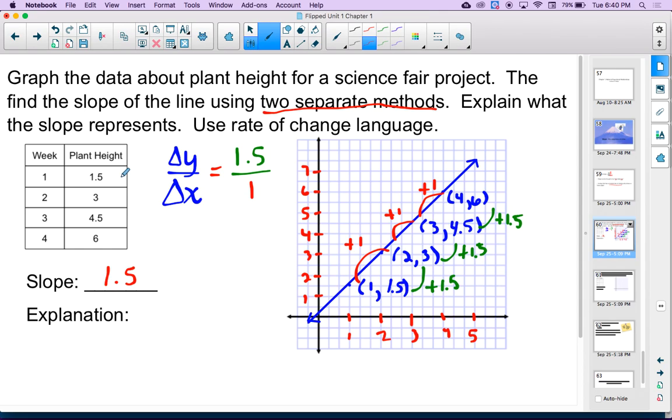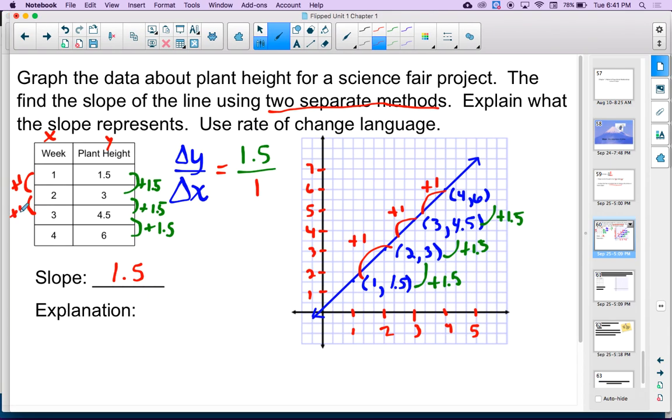We do the exact same thing. We focus on our y's first. So our y's go up each time by 1 5/10. Same thing here, 1 5/10. Same thing here, plus 1 5/10. Our x's, they're going up by 1 each time, plus 1, plus 1, plus 1, and we would end up with the same delta y over delta x. We're rising 1.5 to run 1.